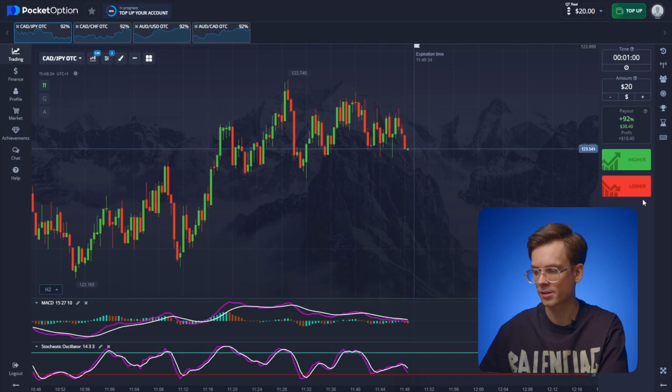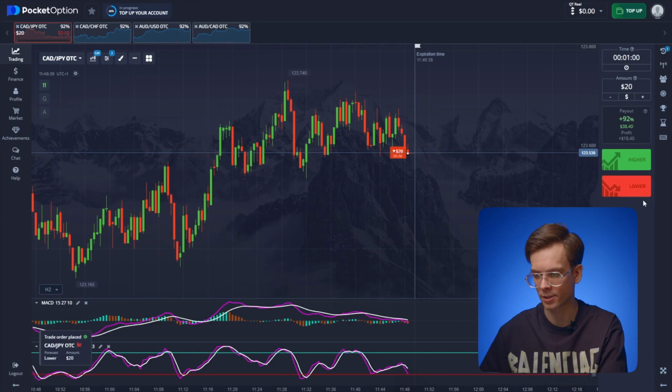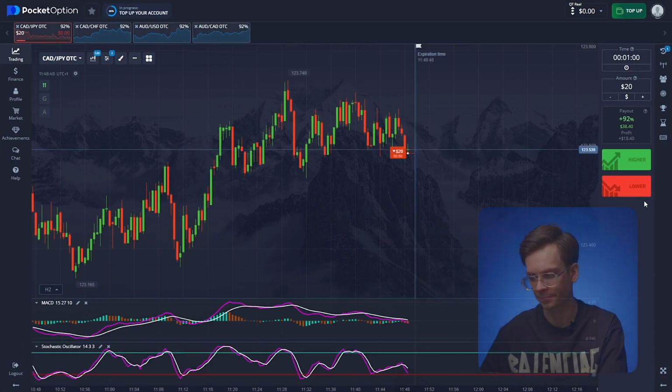The first pair on the list is the Canadian dollar and the yen. And I'm diving into a downside trade. The chart is showing slow movements that indicate a formed peak and a gradual downward trend. Both indicators are backing up my prediction.